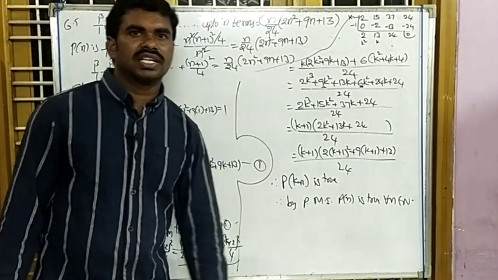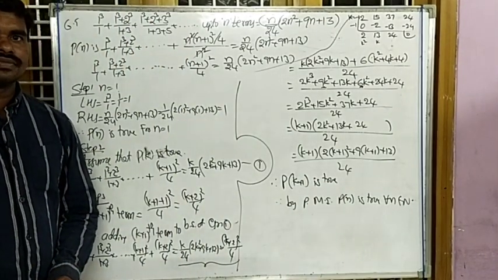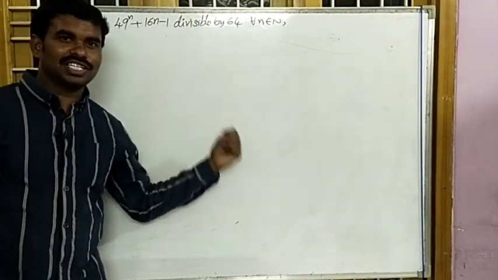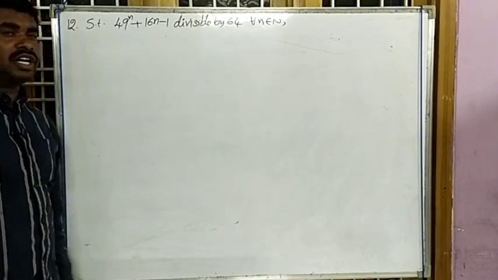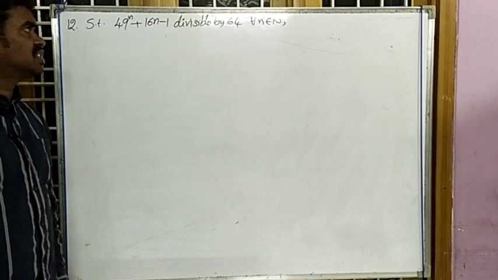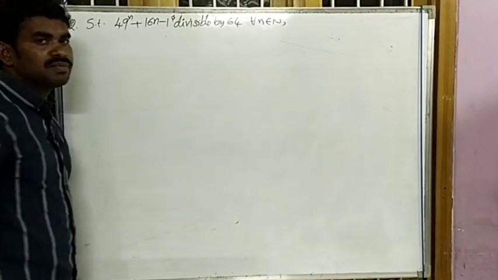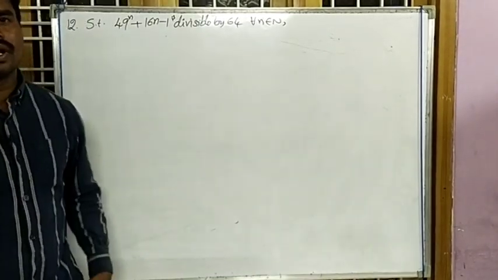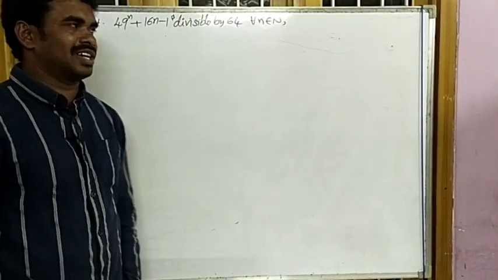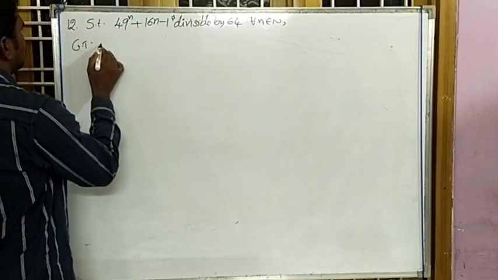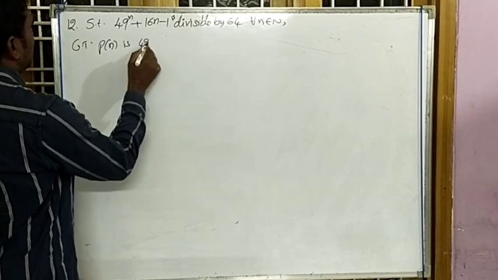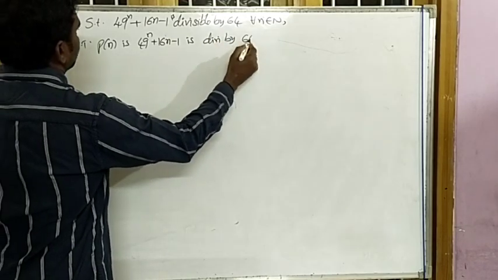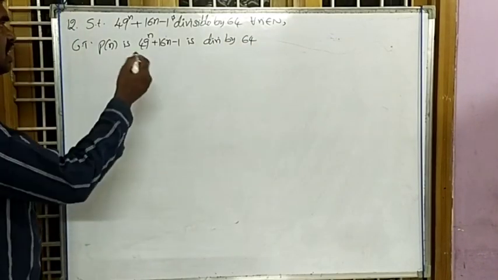Yes, next problem. Any doubt? The next, very most important question. Actually, I think important questions are in this part, I hope. Show that 49 power n plus 16n minus 1 is divisible by 64 for all n belongs to N by using mathematical induction. Okay, so one more problem is there, the same process. I will give it to you to do in your own way, like homework. So first, the given statement P of n is 49 power n plus 16n minus 1 is divisible by 64. Okay, so let us check whether it is right or wrong.